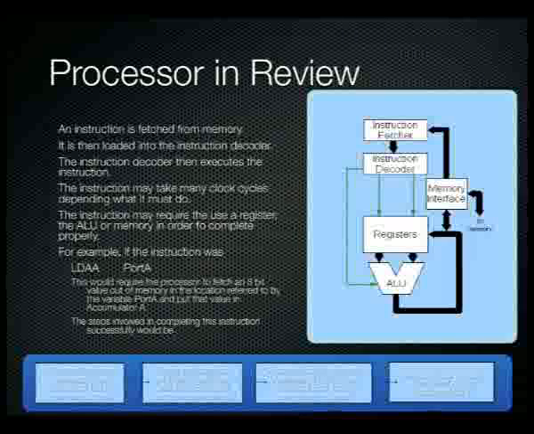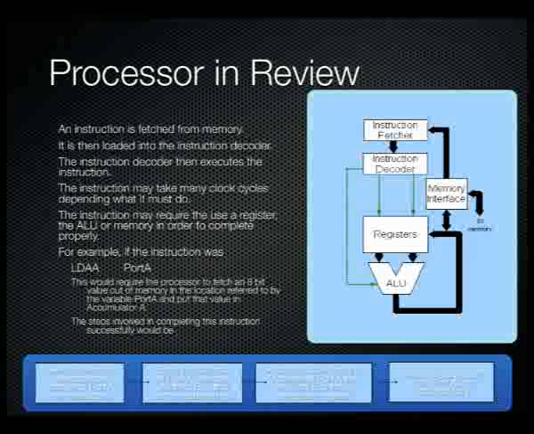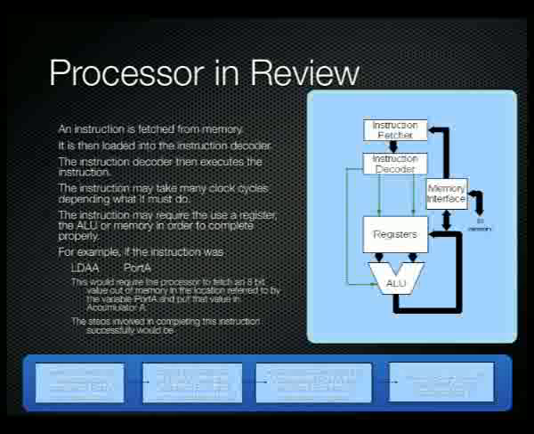Just to do a very quick review of the processor, the way that the processor operates is that we simply fetch an instruction from memory, we load that instruction to the instruction decoder, and the instruction decoder then executes that particular instruction. The instruction may take a few clock cycles to operate, depending on what it has to do. If it's a multiplication, it's going to take 10. If it's simply a load or a store, it could take 2 to 3, depending on whether it has to fetch the operand or whether the operand is immediately supplied to it.